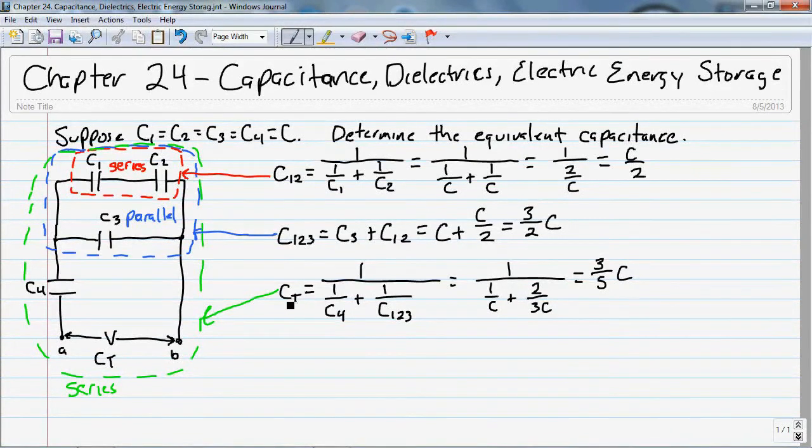So the total capacitance is going to look like it's 3/5 of each of the individual capacitances in the configuration. So the total capacitance is going to look less than what you would think it would look like, but it's based on how these capacitors are connected in this configuration. Now the next part, we're going to find the charge on each of the capacitors and the voltage potential across each of them.